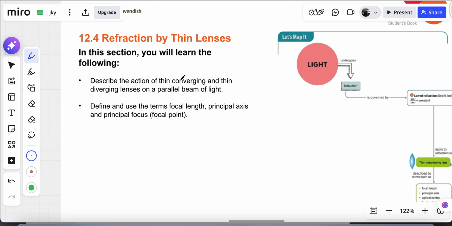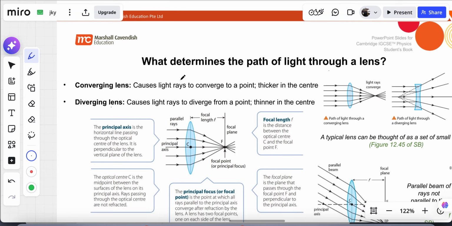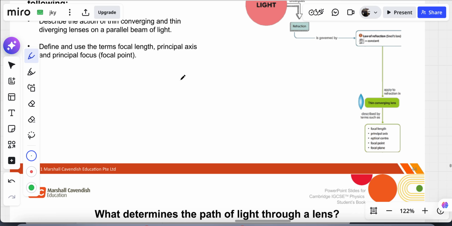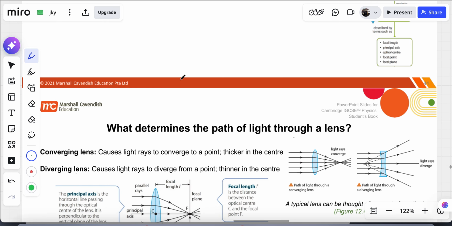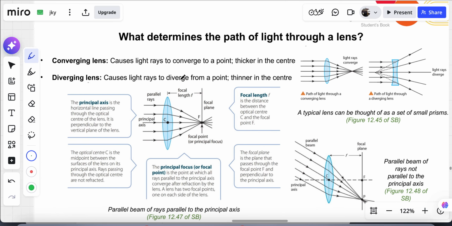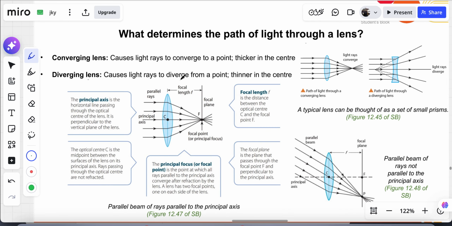Now let's move to refraction by thin lens. I think lens will be the last section of this video. Now, lens: what determines the paths of light through a lens? First, we have two types of lens. We have the converging lens and the diverging lens. A converging lens is a convex lens, while a diverging lens is a concave lens.